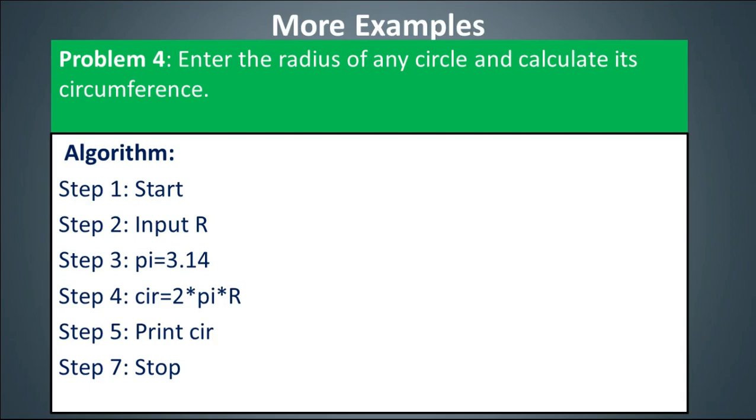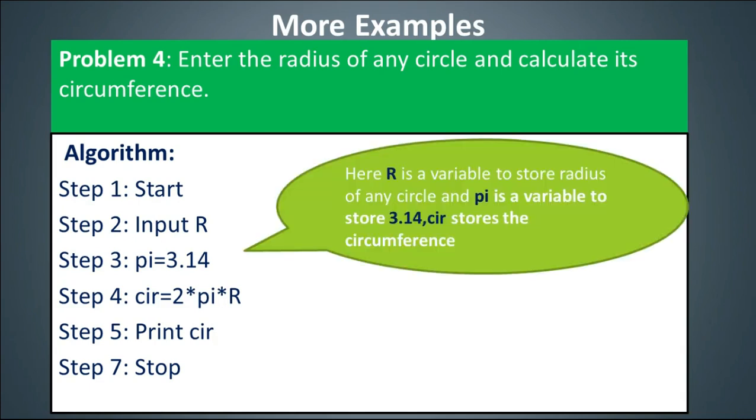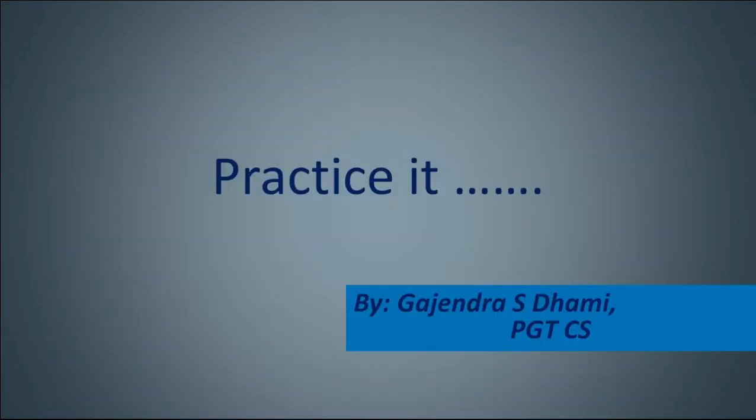So now this is what the example has: a variable that stores the radius when you enter from the keyboard, then pi, whose value is given, and cr, the variable to store the circumference. So I hope you are clear about the topic, that is your algorithm, how to build and how to write your algorithm.